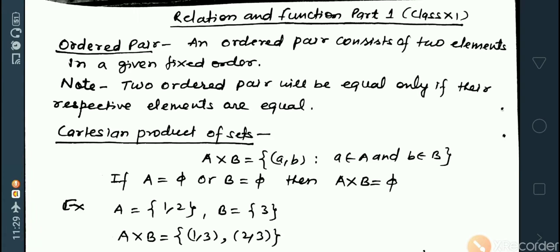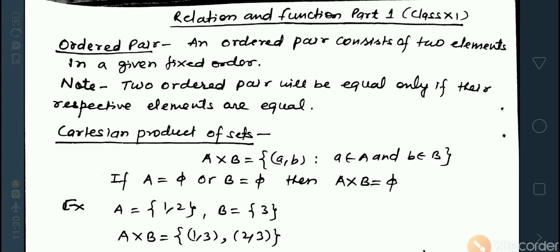Today I am here with relations and functions, part first, for class 11th. Before we define relation, we must understand about Cartesian product of sets, and before that we define ordered pair.